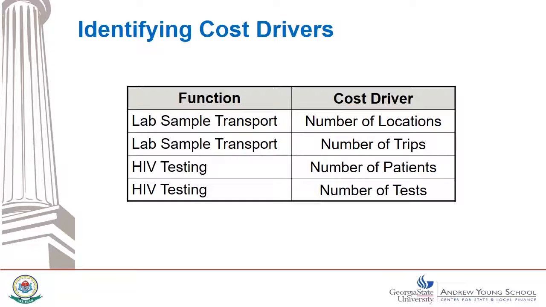In determining cost behavior, it helps to identify cost drivers. For example, the cost of lab sample transport is driven by the number of locations that the transport has to visit and the number of trips that must be made. Another example would be the case of HIV testing, where the number of patients and the number of tests, especially if there's more than one test per patient that can occur, goes a long way in determining the cost of HIV testing. Thus, it helps to understand these cost drivers.